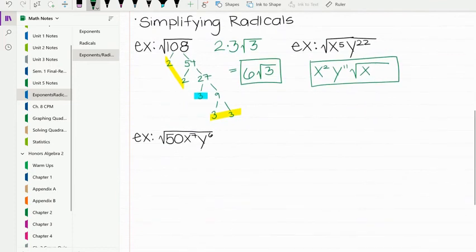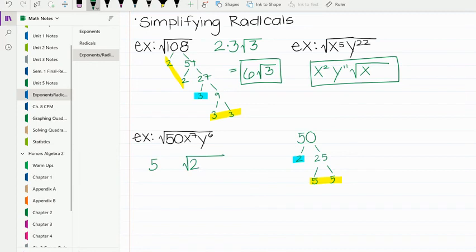Okay, here's our last one. This one has 2 different pieces within it. We have both a number and a variable. So I'm going to go ahead and deal with 50 over here. I'll do 2 times 25 and 5 times 5. So we have our lonely number of 2, and then we have our pair of 5s. So for the number piece, I would have 5. I'm going to leave some space and then root 2.